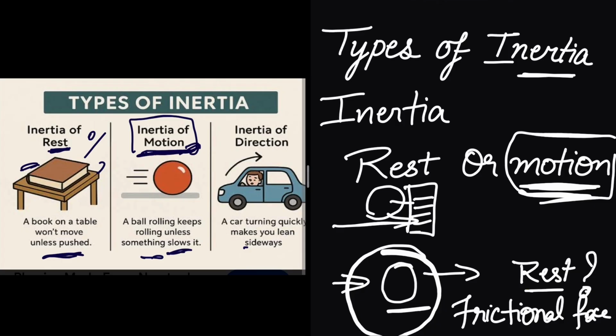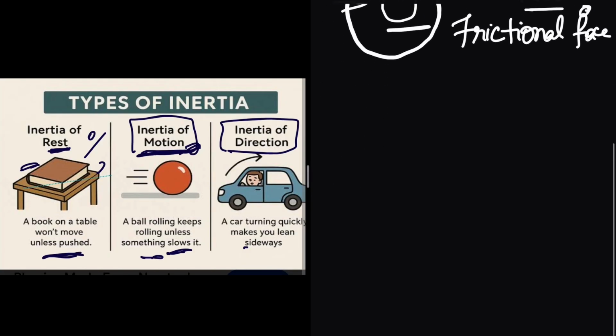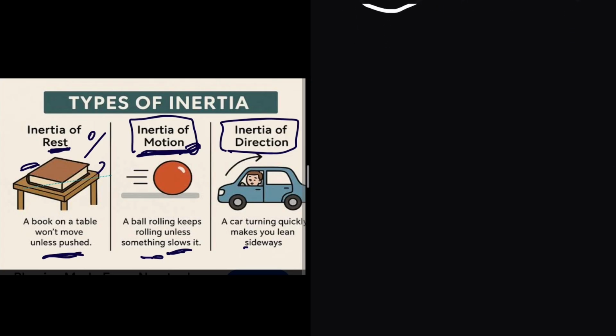Next is inertia of direction. So what does this inertia of direction state? It says that when a body is moving, it always wants to maintain its original direction. If suddenly the direction changes, the body will resist that change. Why will it resist that change? Because of the inertia of direction.